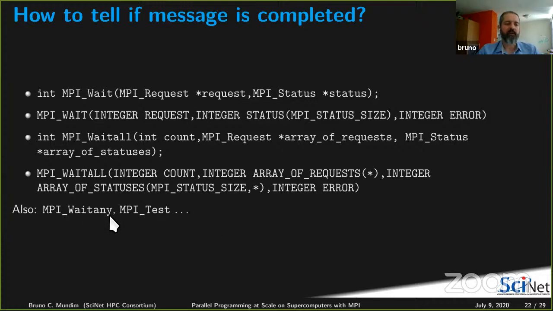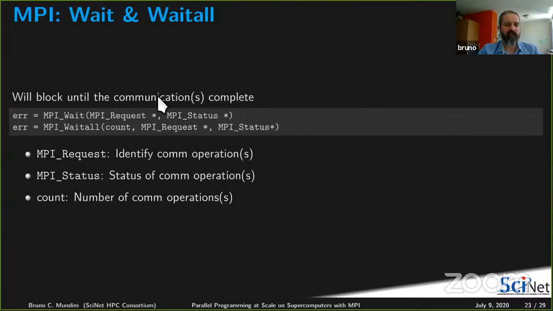We have also MPI wait any and MPI test. MPI wait all, I think, yeah, I should change the order here. So yes, the MPI wait will block until the communication is complete. And the MPI request identifies the communication operations. MPI status is the status of the communication operation. And the count will be the number of communication operations.